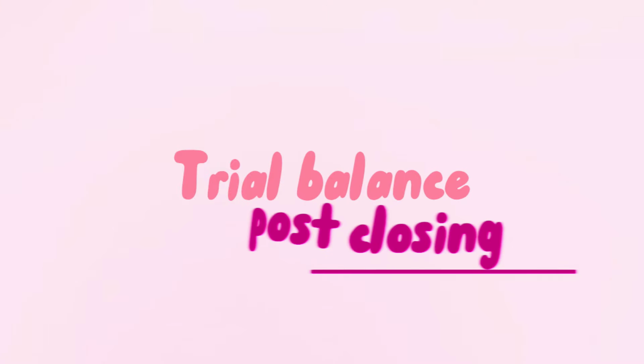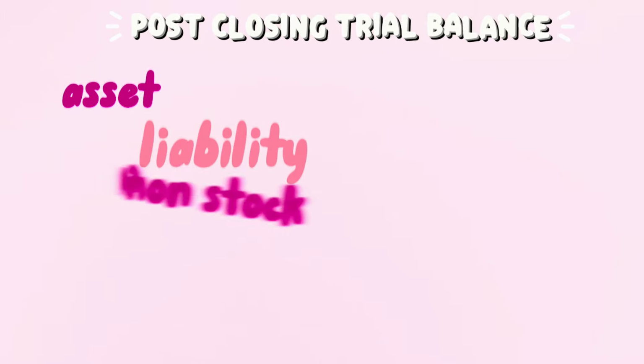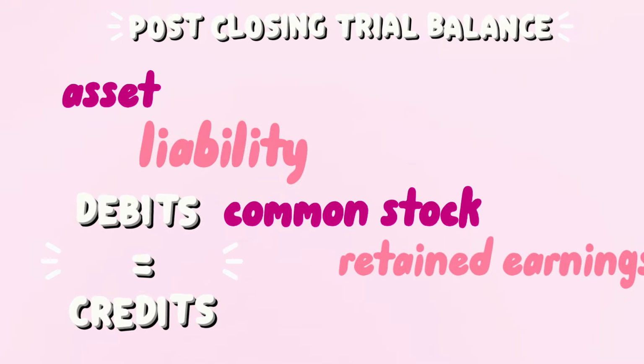We come back to our trial balance, except now it is post-closing and will show only permanent accounts with their balances after all closing and adjusting entries. You are only going to see your asset, liability, common stock, and retained earnings accounts on this trial balance, and the same rules of debits equal credits still applies.